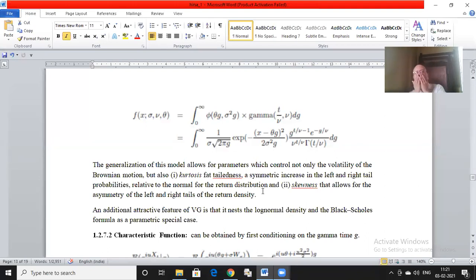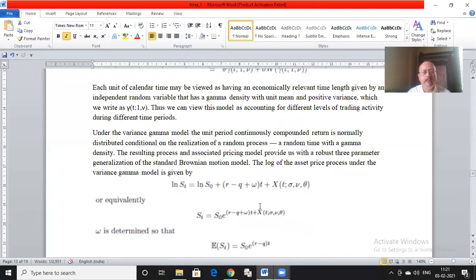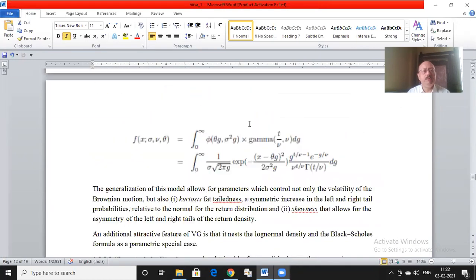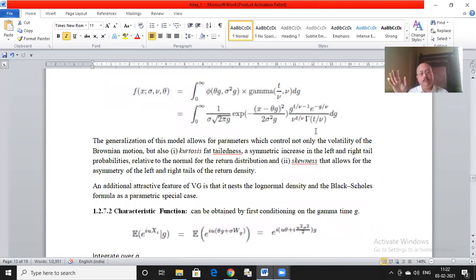But before we get into the evaluation part, let us point out a few of the advantages. So this generalization of the model allows for the parameters to not only control the volatility of the Brownian motion, because earlier all we had in our control was how much volatility and how much trend. That's it. The rest of it was perfectly normal distribution. But now this is no longer exactly normal distribution. Unconditionally, it is not normal at all. So what are the additional advantages I get using this 3-parameter model?